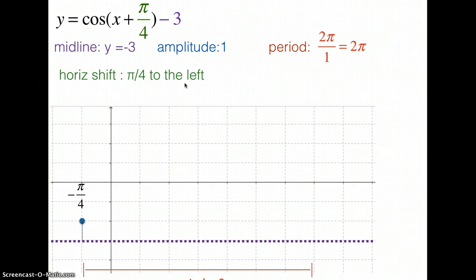We're going to count over a period of 2 pi. So negative pi over 4 plus 2 pi is going to give us 7 pi over 4. The halfway point is going to be at 3 pi over 4, and we're going to go down the amplitude. So this point's going to be below the midline. And then our final 2 points are where we cross the midline. Last thing to do is connect your points in a cosine curve.